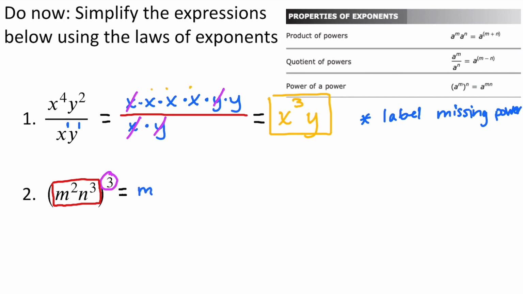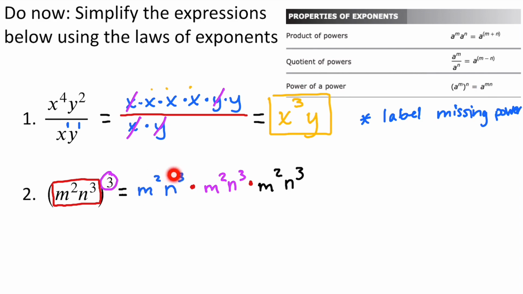So I'm going to write m squared n cubed times m squared n cubed times m squared n cubed. That's the outside power, so our base written 3 times.